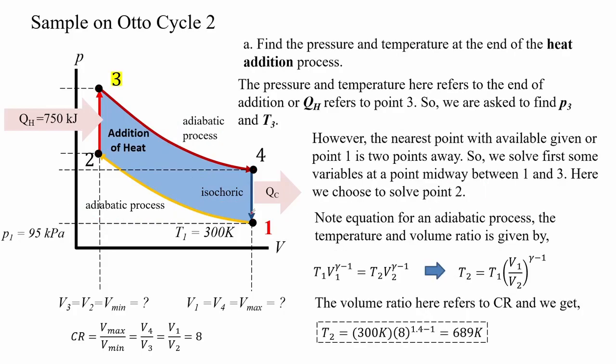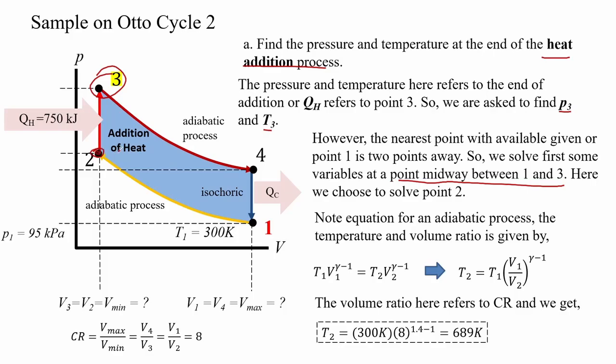For letter A, find the pressure and temperature at the end of the heat addition process. The pressure and temperature here refers to the end of addition, or QH, which refers to point 3. So, we are asked to find P3 and T3. However, the nearest point with available given, or point 1, is 2 points away. So, we first solve some variables at a point midway between 1 and 3. Here we choose to solve point 2.